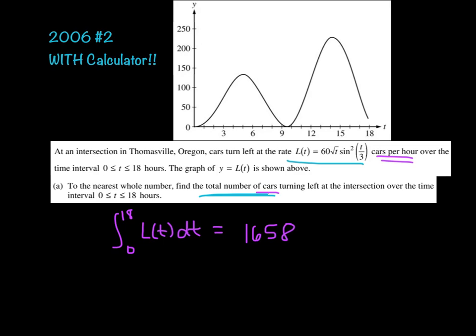What you should have on your paper should look something like this. The integral from 0 to 18, that's start to finish, of the rate, L of t dt, is equal to, and then I just typed this in my calculator using this as what I was entering in for L of t, and I ended up with 1,658 rounded to the nearest whole number, which is what they asked for right here. All right, let's move on to part B.